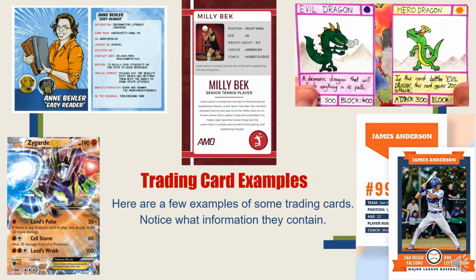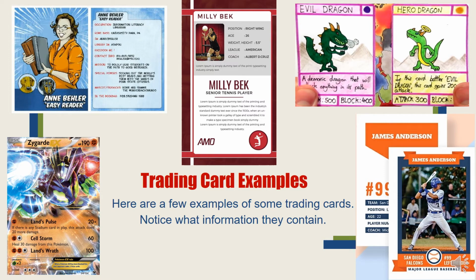In the middle here, we have Millie Beck. She's a tennis player, and so it gives her height, her weight, what league she's in, who's her coach, and then a small overview about her at the bottom. Here to the right, we have Evil Dragon and Hero Dragon. So this person was showing not only the good, but also the bad, right? Their arch nemesis or their enemy. You're welcome to do that as well.